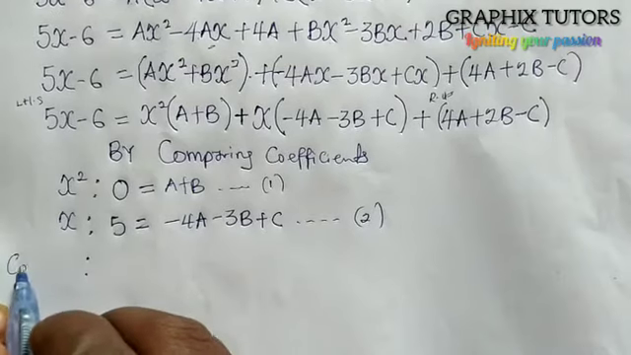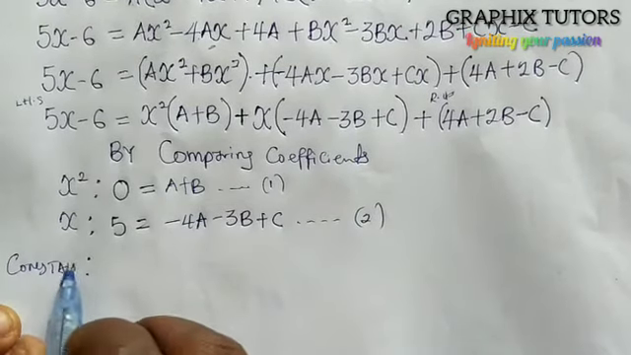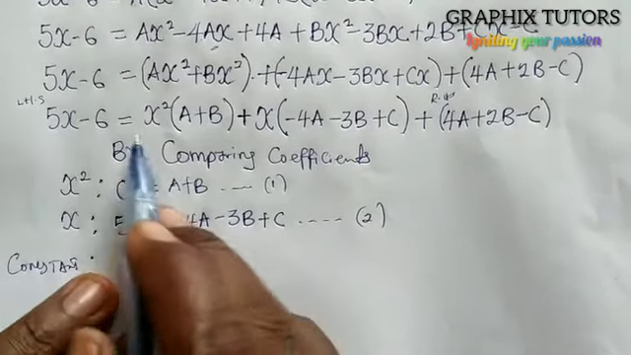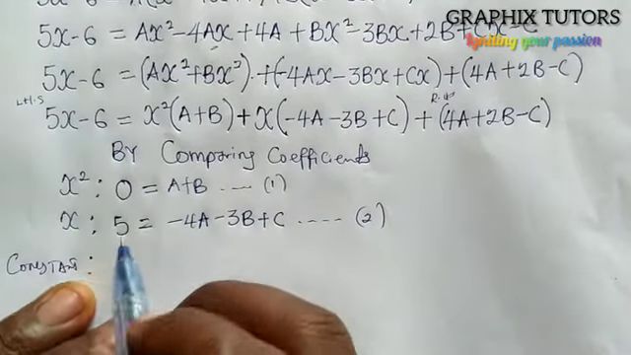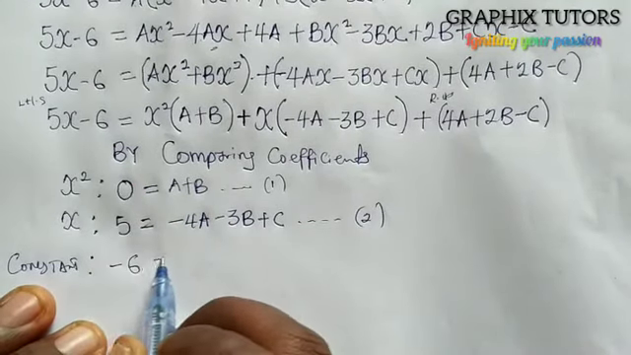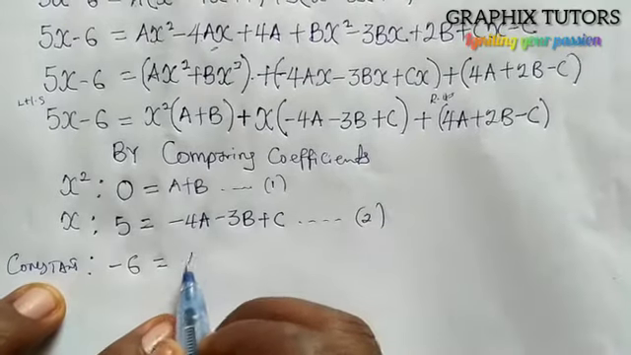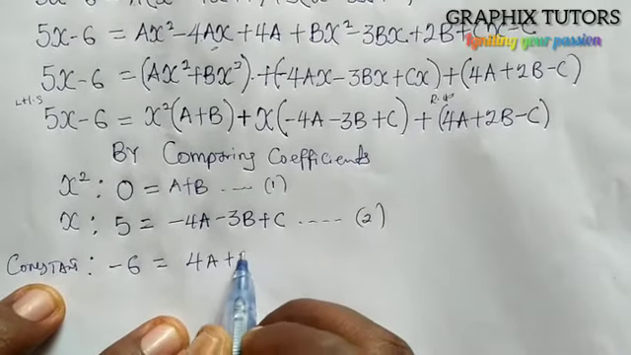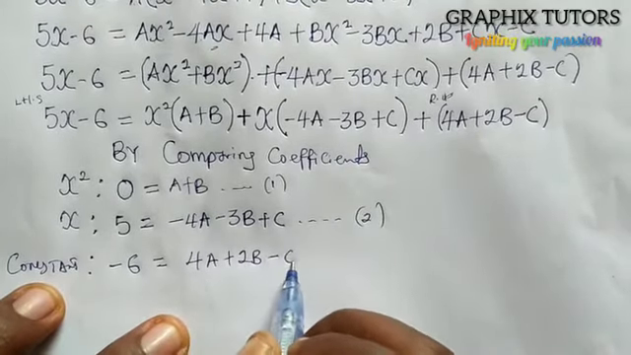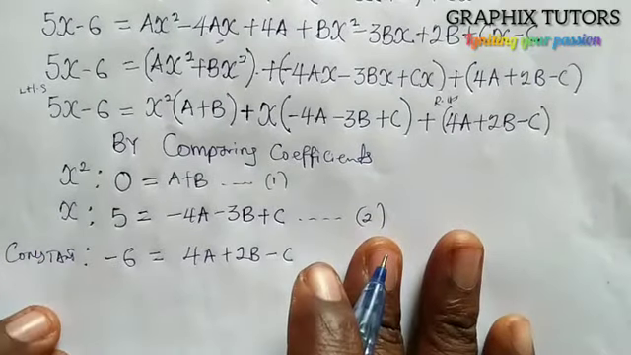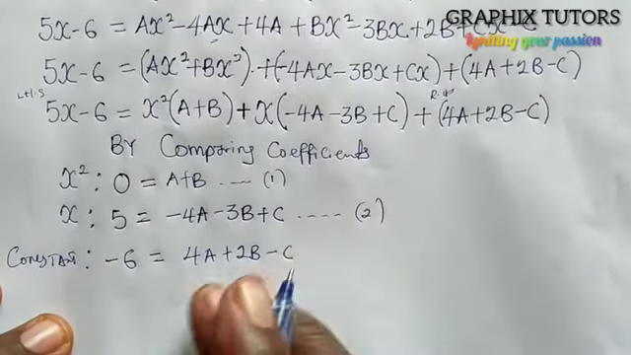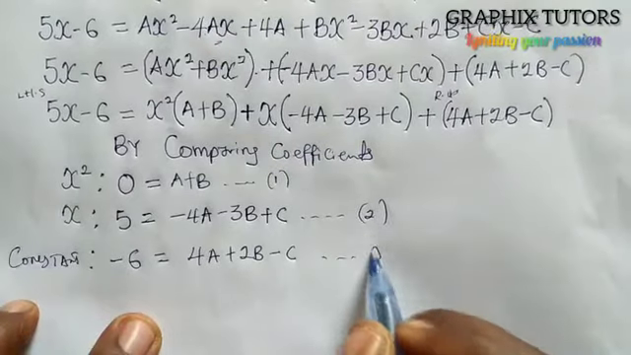Now in terms of my constants, such that if I look here, I have a constant which is minus 6 in my left hand side. Then in my right hand side, I have 4a plus 2b minus c. So that is what I have here all together. That is my equation 3.